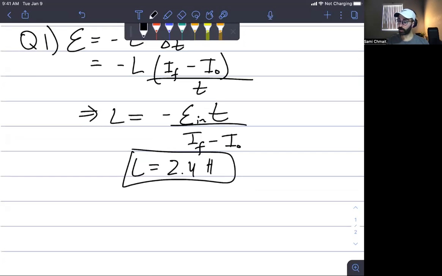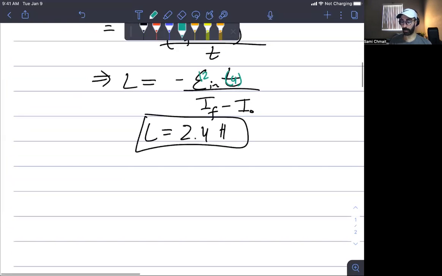So, this is going to be equal to 12 right here. This T is equal to 4. And then the final is 20. The initial is 0, so it's equal to 20. So, yeah, let's work with things.